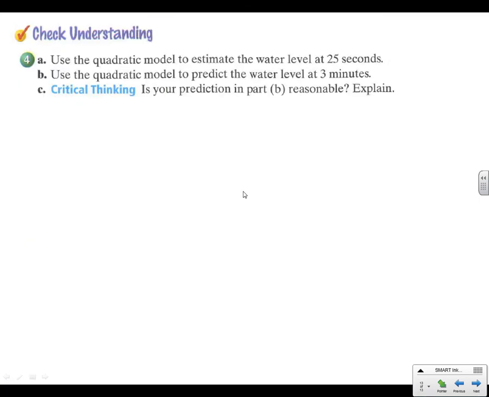So there you go. You need to try number 4. Make sure you can do this, and that's all there is to 5.1. Good luck. If you need help with the calculator, make sure we go over it in class tomorrow.